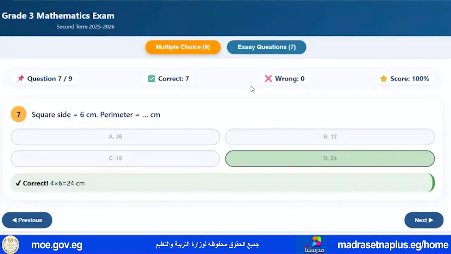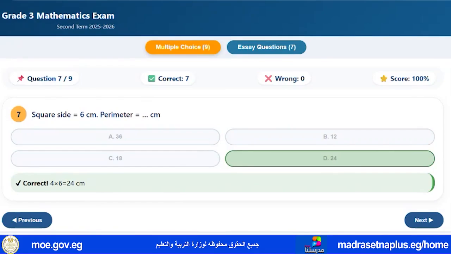What about the area of the square? Sometimes I ask you about the area. The perimeter is 4 times the side. What about the area? Yes, the area equals side times side, or side times itself. In our problem, the area of a square with side 6 centimeters will be 6 times 6. It will be 36 square centimeters.